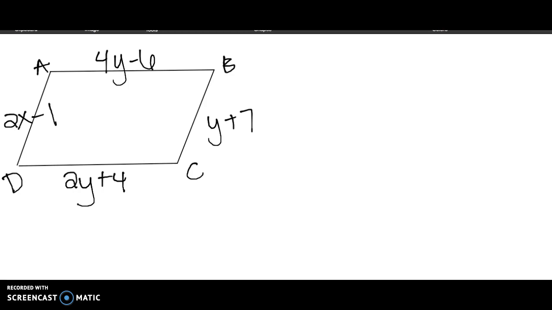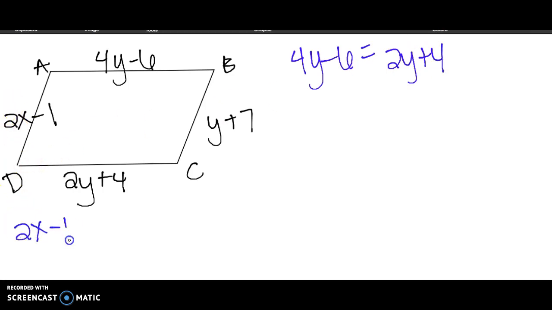So you sort of have to think about what happens in a parallelogram. In a parallelogram, the opposite sides are congruent. So if I want this shape to be a parallelogram, I want the opposite sides to be the same. So I want the 4y minus 6 to be the same as the 2y plus 4, right? Those are opposite sides. So I would do 4y minus 6 equals 2y plus 4. And eventually I want the 2x minus 1 to be the same as the y plus 7.